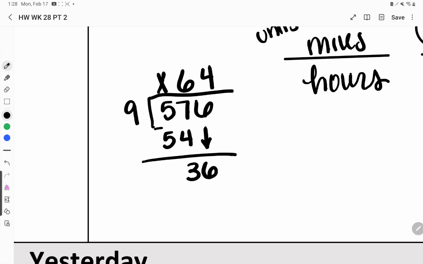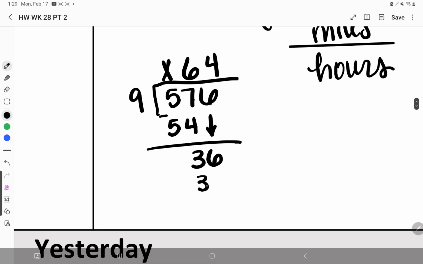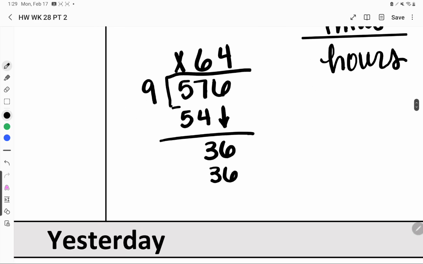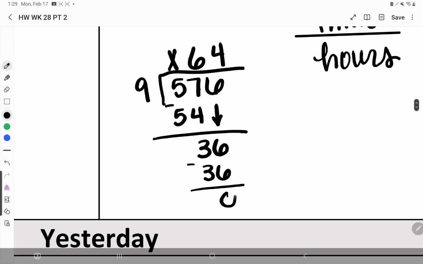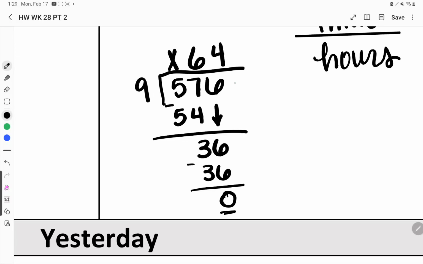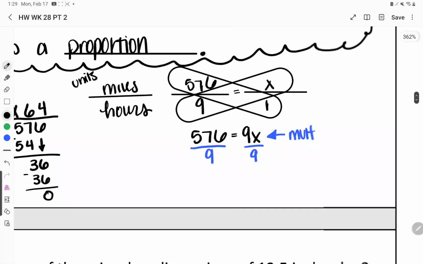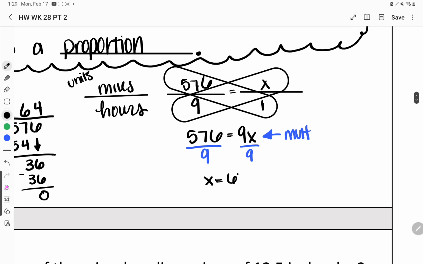How many times does 9 go into 36? 4. What do I do with 9 and 4? Multiply. What's 9 times 4? 36. What do I do now? Subtract, and that gives me 0. Since I have 0 and I'm all out of numbers over here, I'm all done. So my answer is 64 miles.